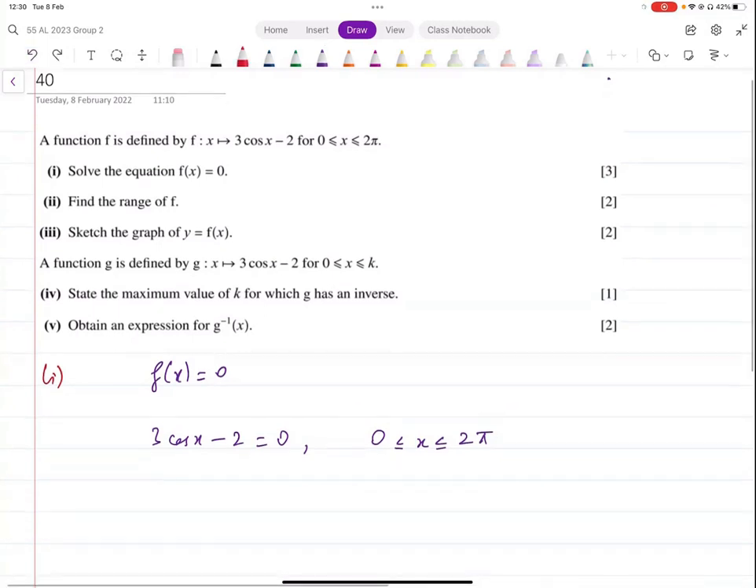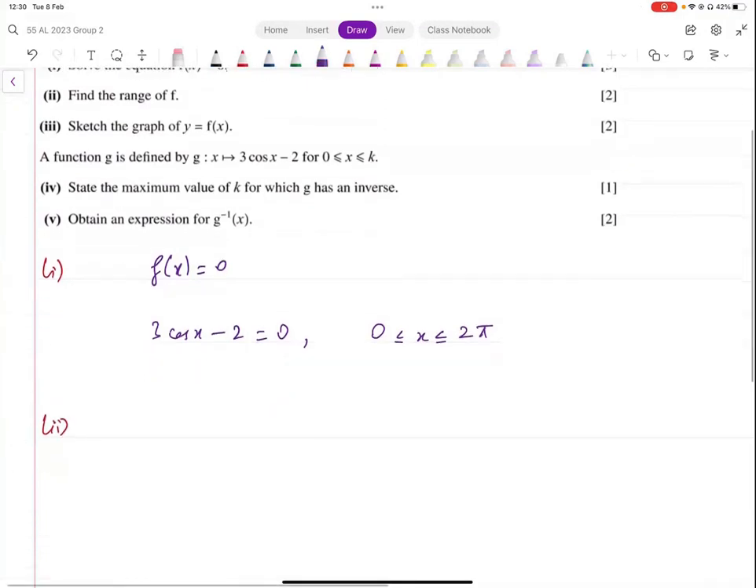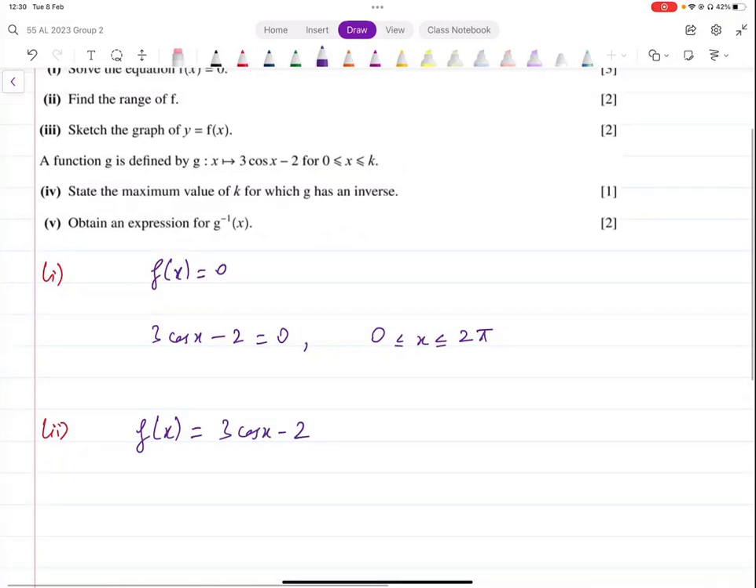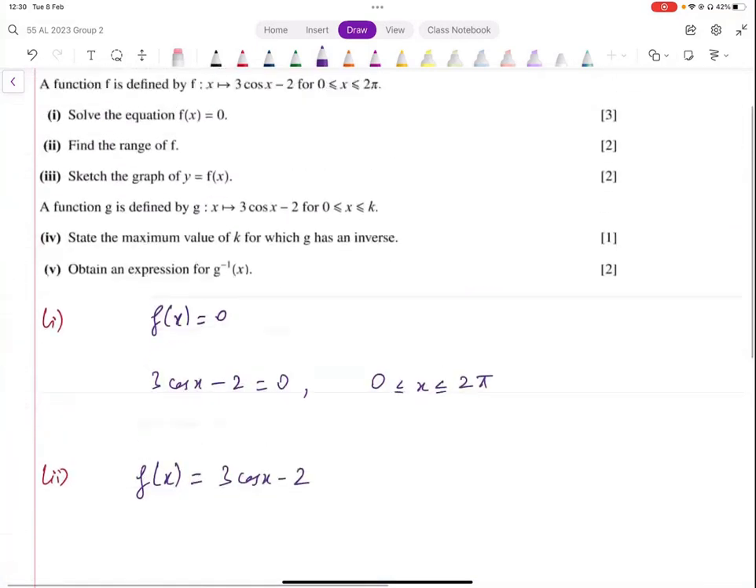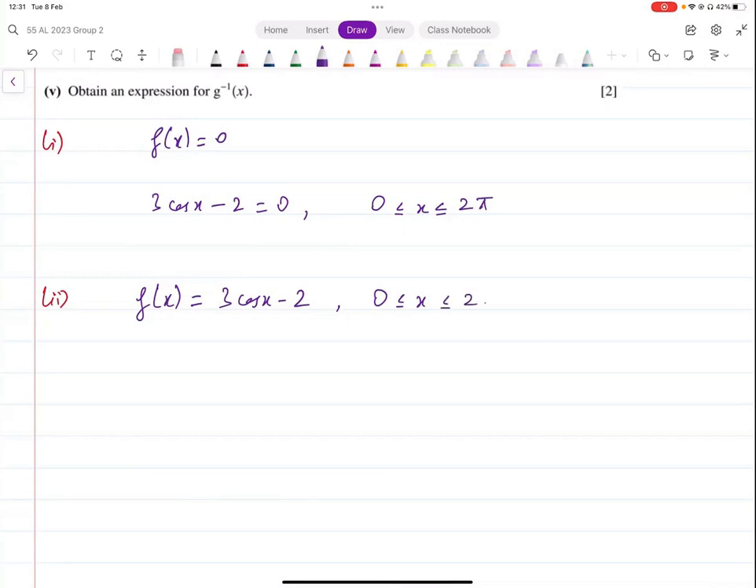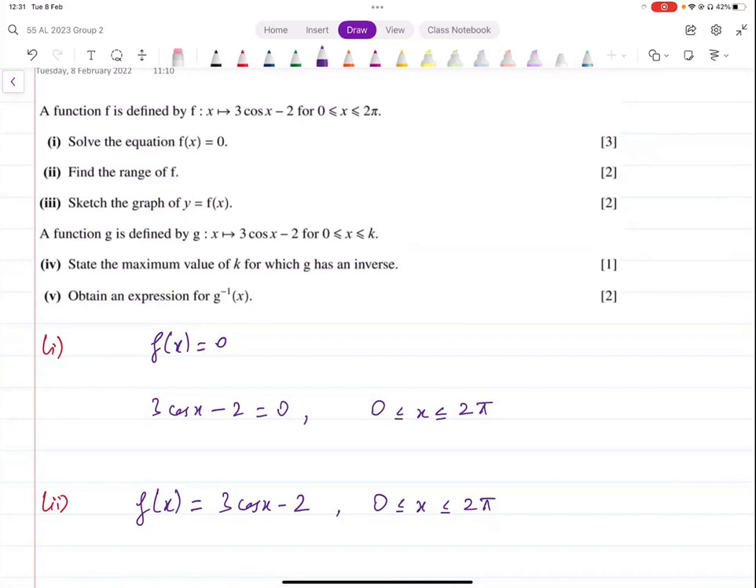Let's look at the second part. In the second part, it says find the range of f. इस function की range figure out करनी है. The function is f of x equals 3 cos of x minus 2. That's what the function is. And the domain is given to be x between 0 and 2 pi. How do you find the range of this function?